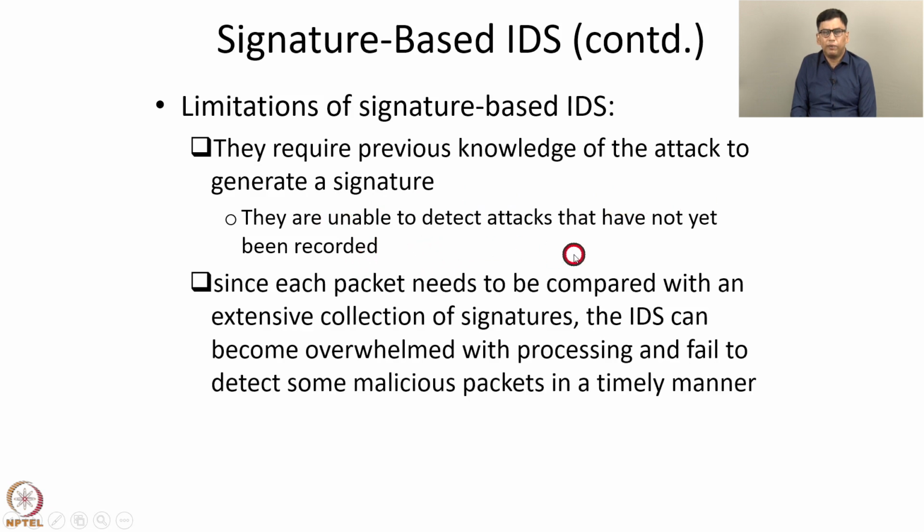Since each packet needs to be compared with an extensive collection of signatures, the IDS can become overwhelmed with processing, and hence it can fail to detect some malicious packets in a timely manner. Part of this problem is alleviated by having multiple IDS sensors, so each sensor only sees a part of the traffic that flows into the organization's network. But despite this, since each packet needs to be compared with an extensive collection of signatures, the IDS can become overwhelmed with processing, and hence it can fail to detect some malicious packets in a timely manner. So this is another limitation of a signature-based IDS.